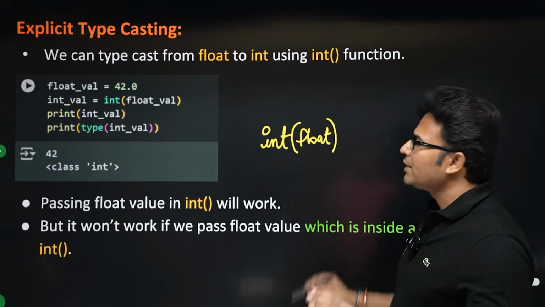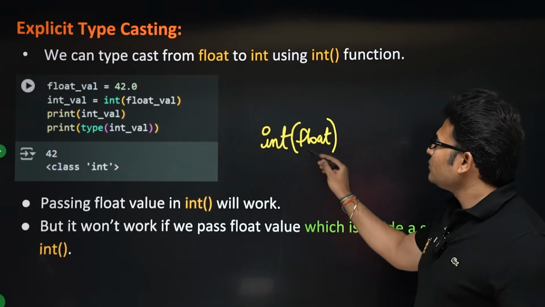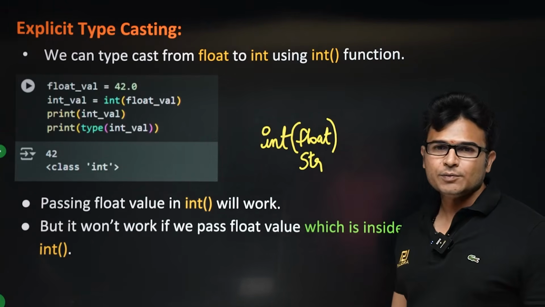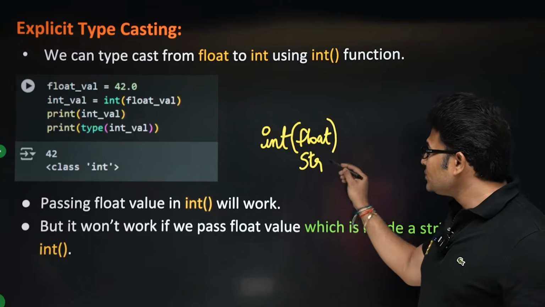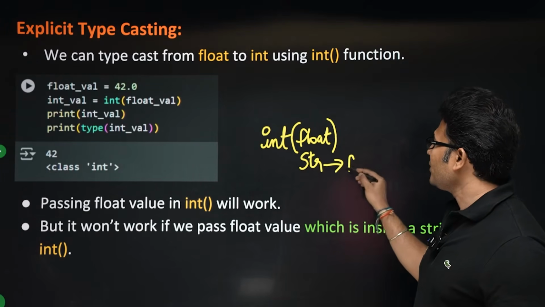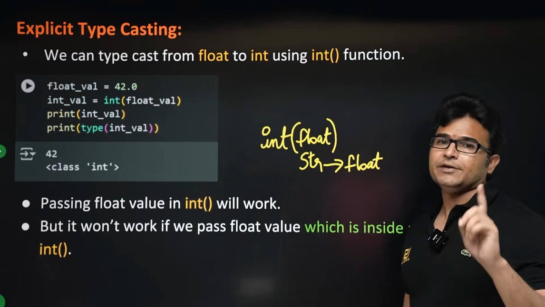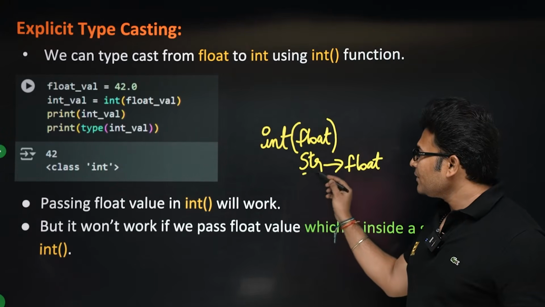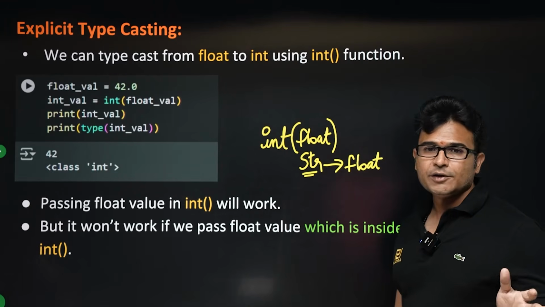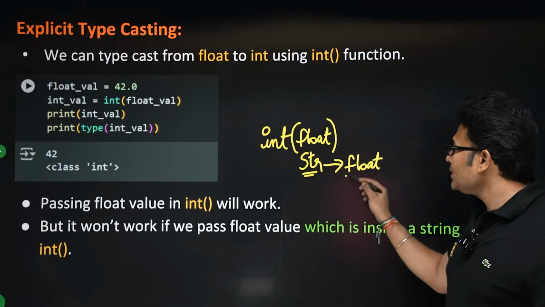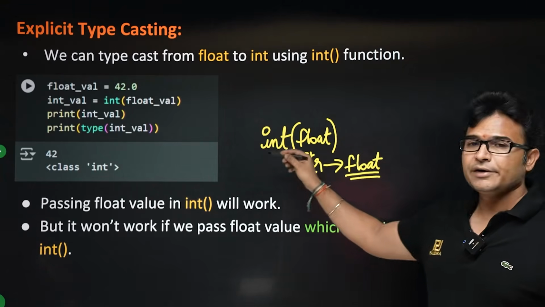This will not create any problem. You can send a string value also. This will not create any problem. But if this string is containing a floating point number, that will give you an error. If this is containing an integer, it will not create any problem, or any other number type, it will not create any problem. But if it contains float, then it will create a problem.